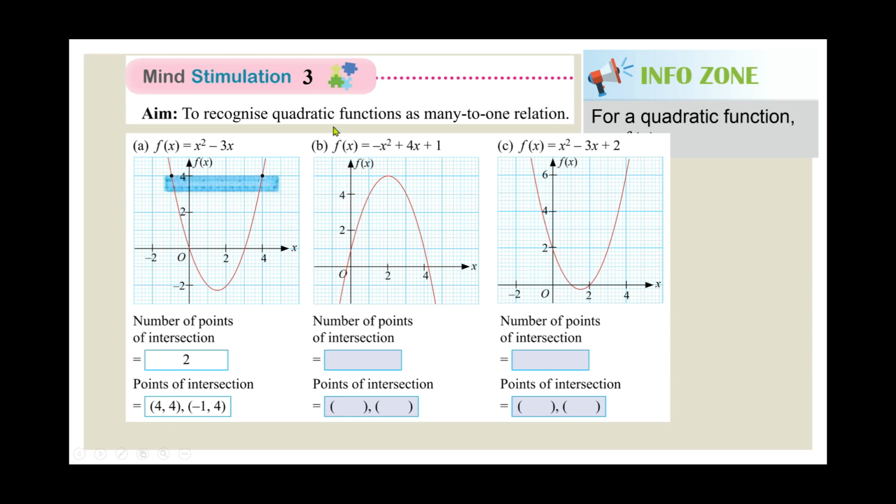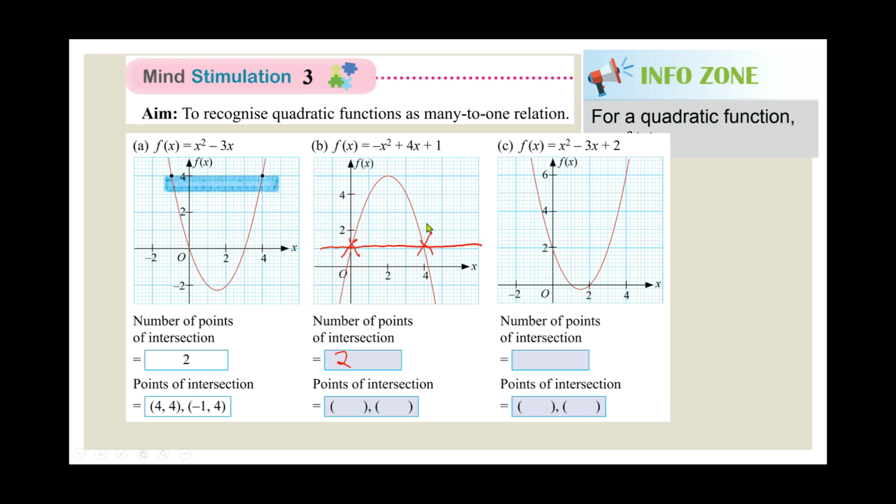Okay, now in B here, we look at this function here, negative x squared plus 4x plus 1. So this is the function. If I draw a horizontal line that cuts through this function, for example, this one here, can you tell me how many points of intersection there are for this? 2, right? Yes, this is the 2 here.